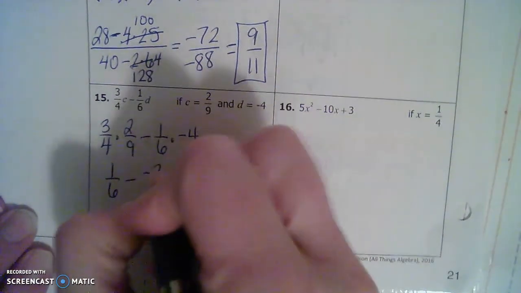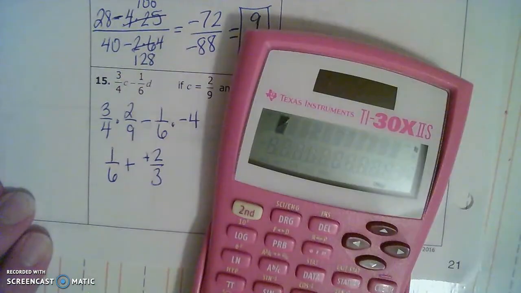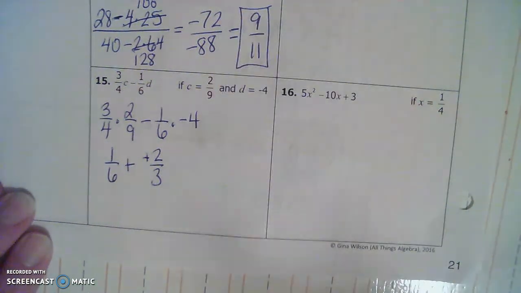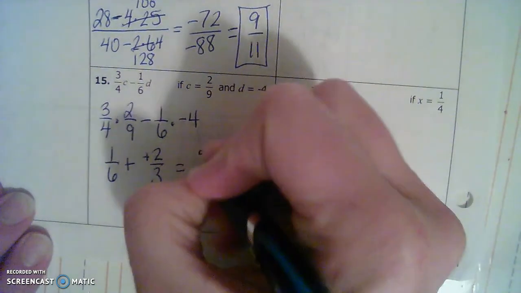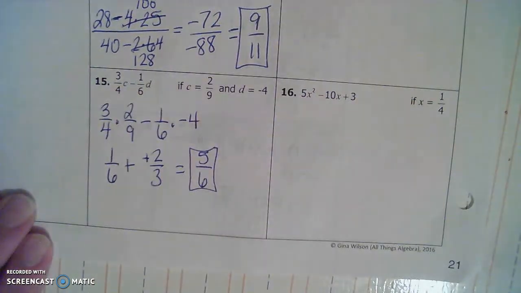So minus negative 2/3. If you want to type the minus negative, you can. Otherwise, just make it a plus. So we have 1/6 plus 2/3. And that ends up with 5/6 for our final answer. So again, if you end up with a fraction, that's fine. Just make sure that it is simplified.